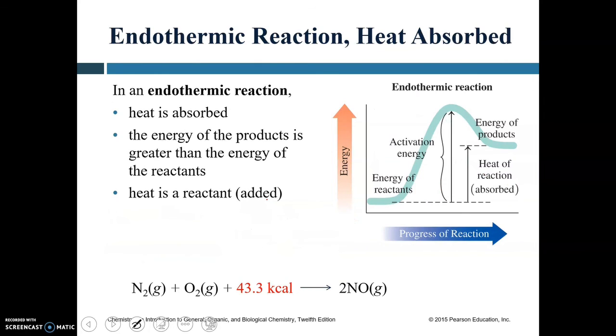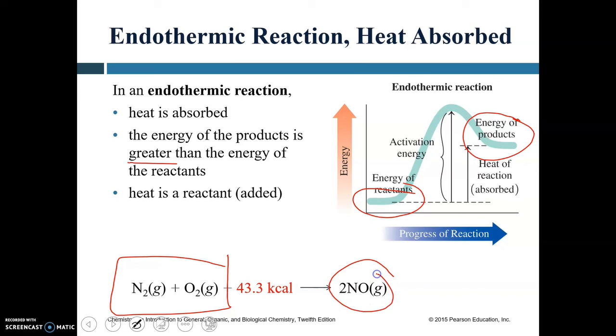In an endothermic reaction, heat is absorbed. So the energy of the products is greater than the energy of the reactants, and heat is a reactant. It is added to the reaction. For instance, in the reaction of oxidation of nitrogen by oxygen to form nitrogen oxide, heat has to be added to the reaction to make it run.